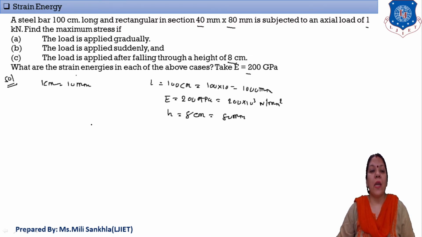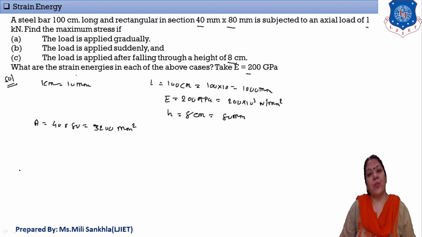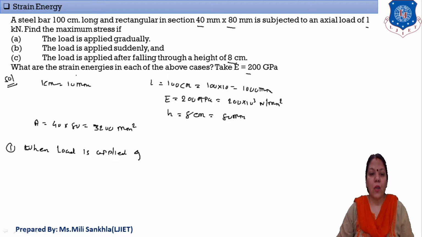Now area is equal to 40 into 80. 8 4s are 32, so 3200 mm square. Okay, now first of all we find out stress and then we find out strain energy for different types of cases. First we write down when the load is applied gradually.